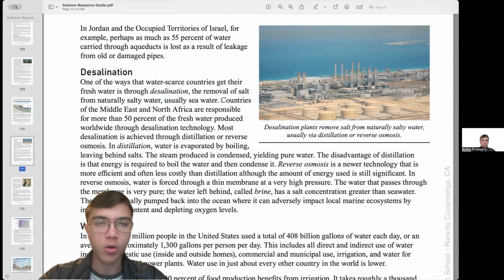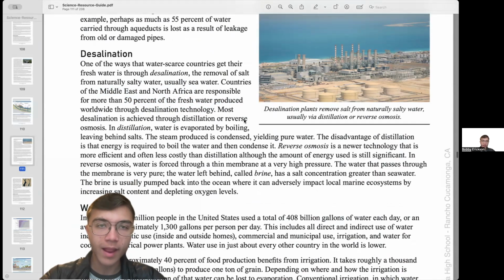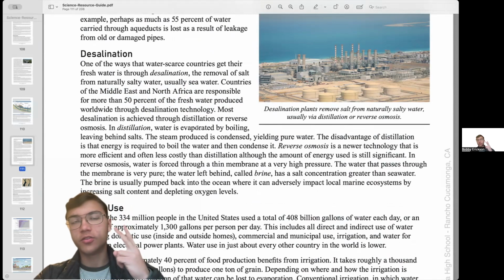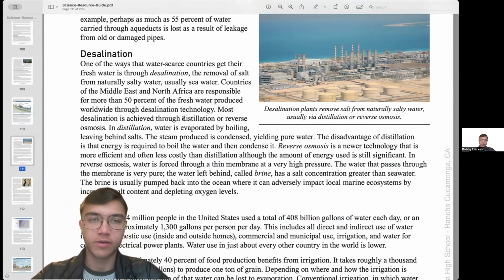So most of the places that make fresh water from desalination technology are the Middle East and North Africa. They make up more than 50% of the fresh water produced from this. And usually there are two methods to desalination, which are distillation and reverse osmosis.